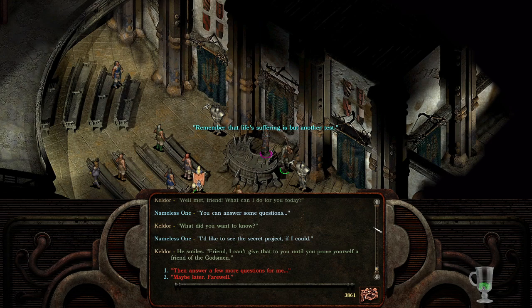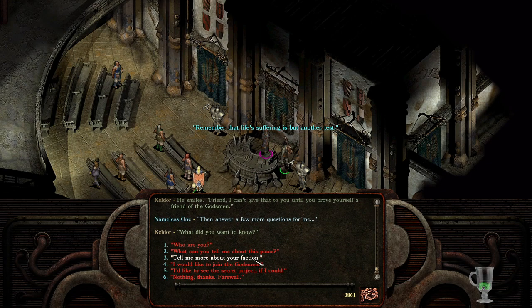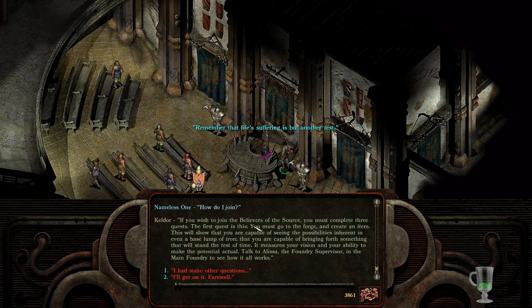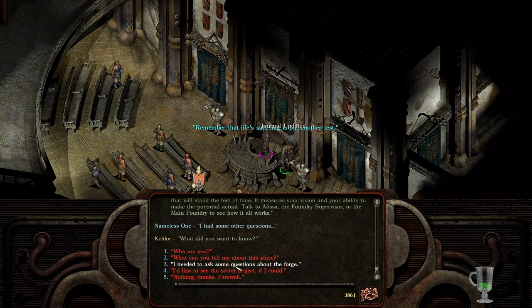I'd like to see the secret project if I could. He smiles. And I can't give that to you until you prove yourself a friend of the Godsman. Okay. How do I join? If you wish to join the Believers of the Source, you must complete 3 quests. The first quest is this. You must go to the forge and create an item. This will show that you are capable of seeing the possibilities inherent in even a base lump of iron, that you are capable of bringing forth something that will stand the test of time. It measures your vision and your ability to make the potential actual. Talk to Alyssa, the foundry supervisor in the main foundry, to see how it all works. Updated my journal. Okay.